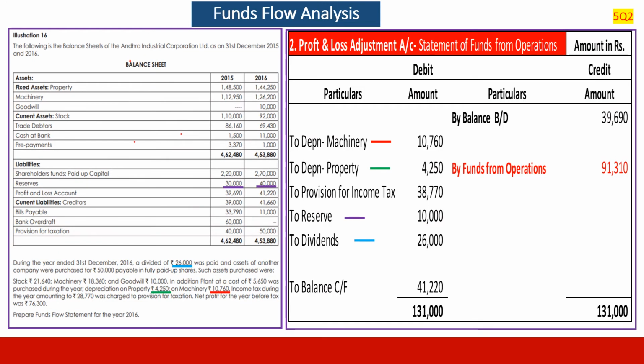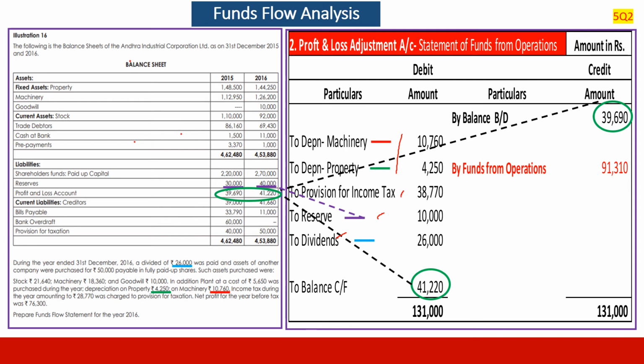Now we are going to profit and loss adjustment account, wherein we will be treating certain special items which are non-cash: depreciation on machinery, depreciation on property. We are considering tax and any change in the reserve, general reserve, and financing items like dividends. These are the 5 items available here. We can simply start posting it. Reserves 30,000 has been increased to 40,000, means there was a transfer of 10,000. We have opening balance of 39,690, closing balance of 41,220. We just make the postings of those two items.